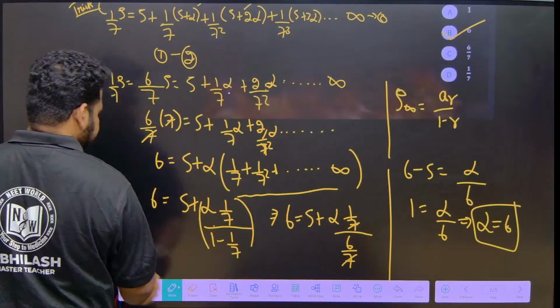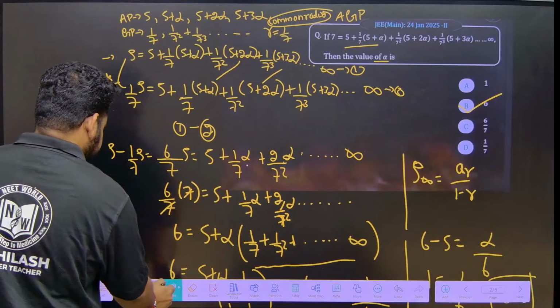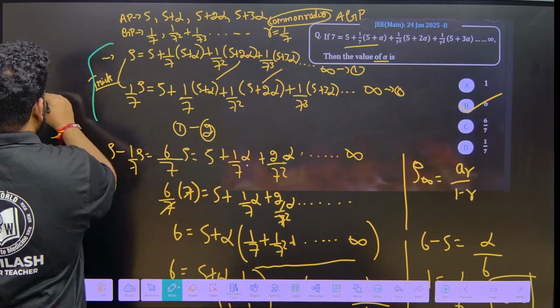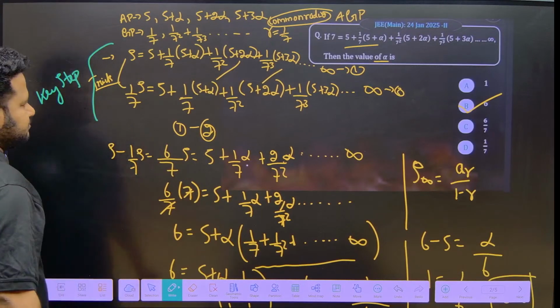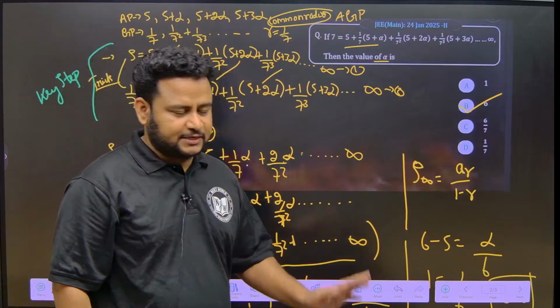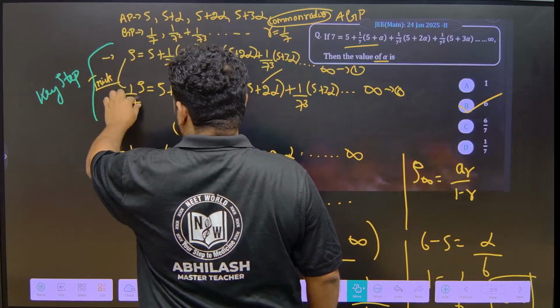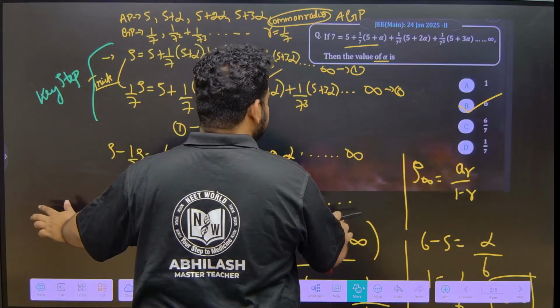This is my key step. See this step what I did here. Whatever the key steps are, I will be writing them in a different color, so please make a note of it. So this is how you have to solve. While doing this calculation, S minus 1 by 7 of S, you should be careful. So the answer will be B, that is, the answer is 6.